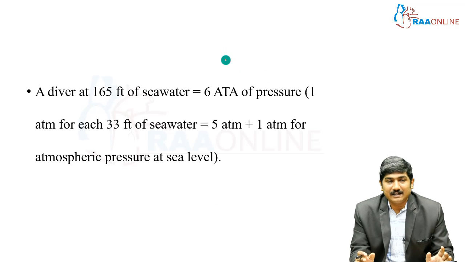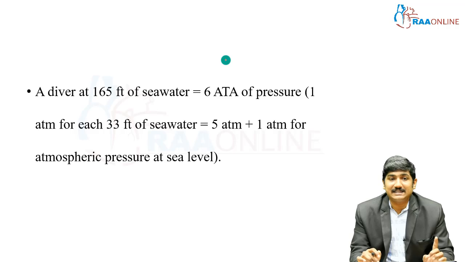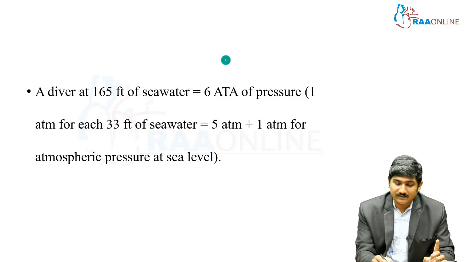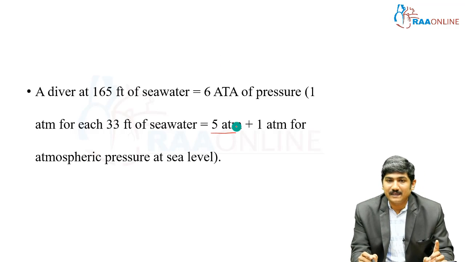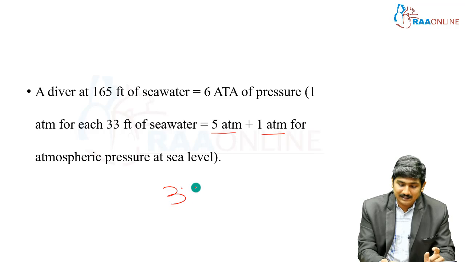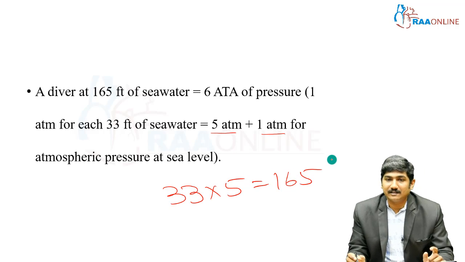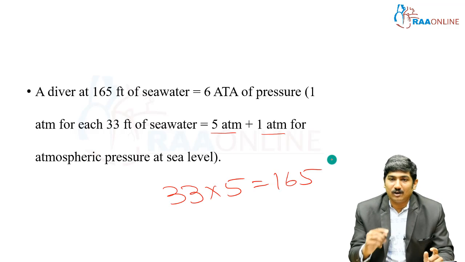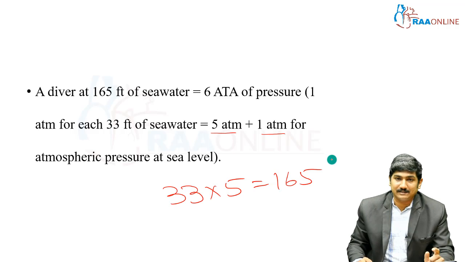Right? So now, a diver is at 165 feet of seawater. So how much is the pressure? It is 6 atmospheric pressure. How? 1 atmospheric pressure for every 33 feet of seawater, right? So that gives you 5 atmospheres plus 1 atmosphere for the sea level. So it's totally 6 atmospheric pressure. So 33 into 5 is equal to 165. That's why we get it. So you need to add 5 along with the sea level 1. So it is 6 atmospheric pressure.